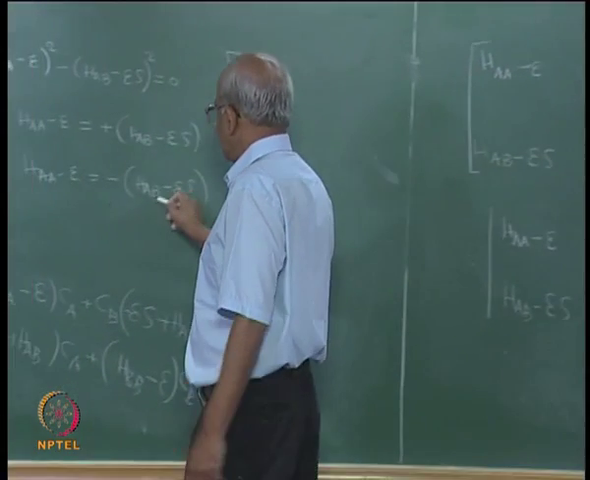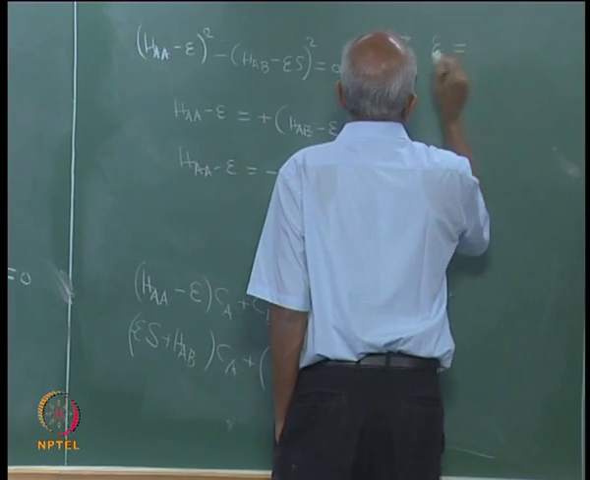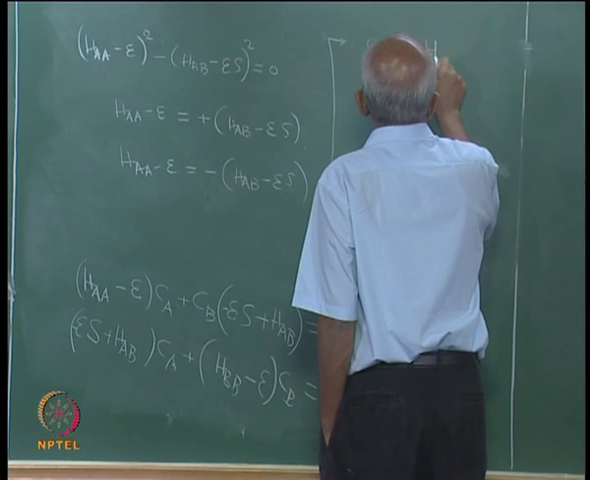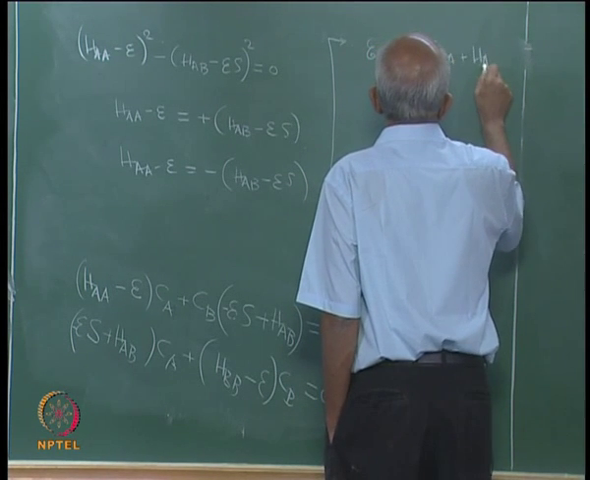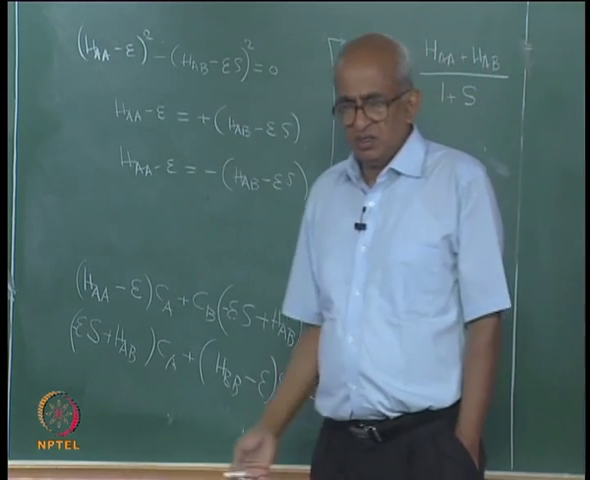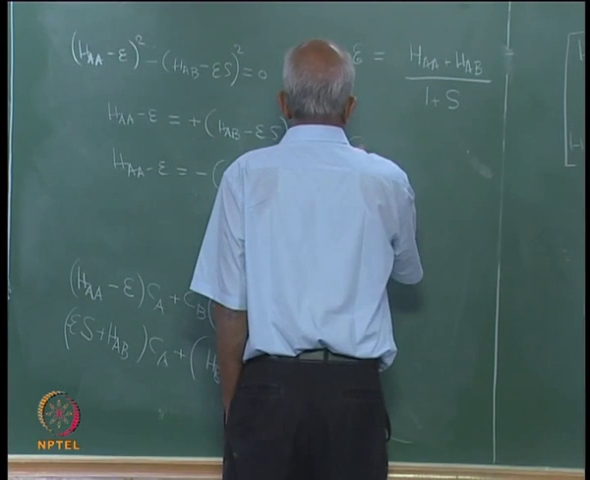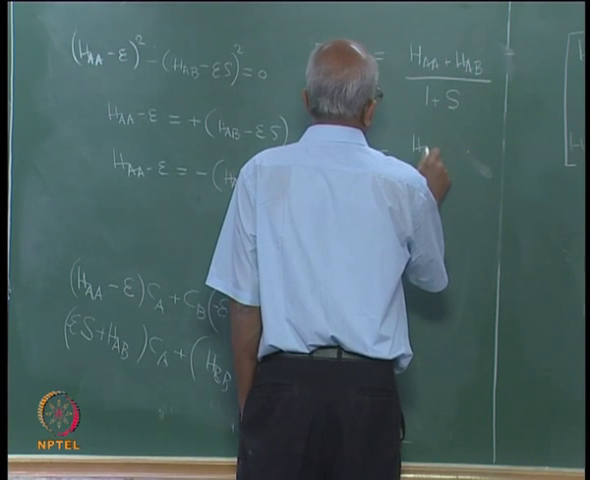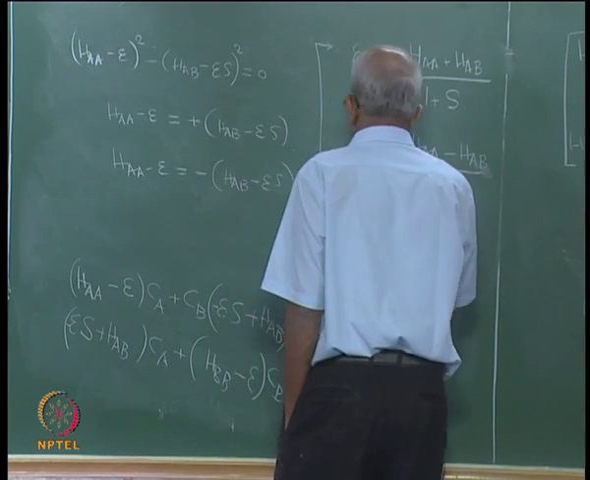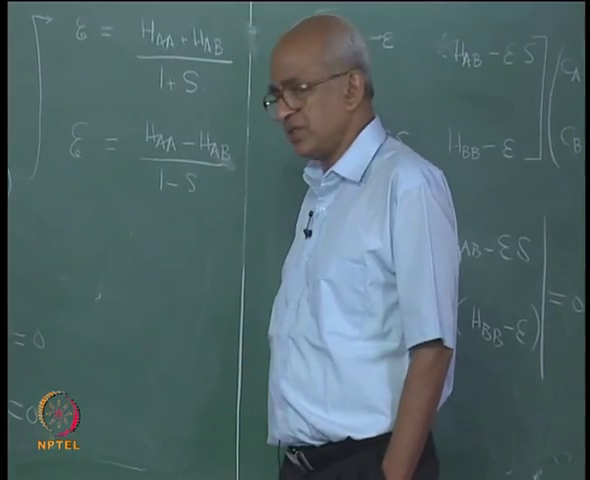So, let us look at the negative sign. If you looked at the negative sign, what is going to happen? I need an expression for script E. Put the negative sign and solve for script E. What is the answer that you are going to get? You are going to get (HAA plus HAB) divided by (1 plus S). Convince yourself that this is the answer. And what is the other solution? The other solution actually is script E is equal to (HAA minus HAB) divided by (1 minus S). You put the plus sign, then you will find that this is the solution.